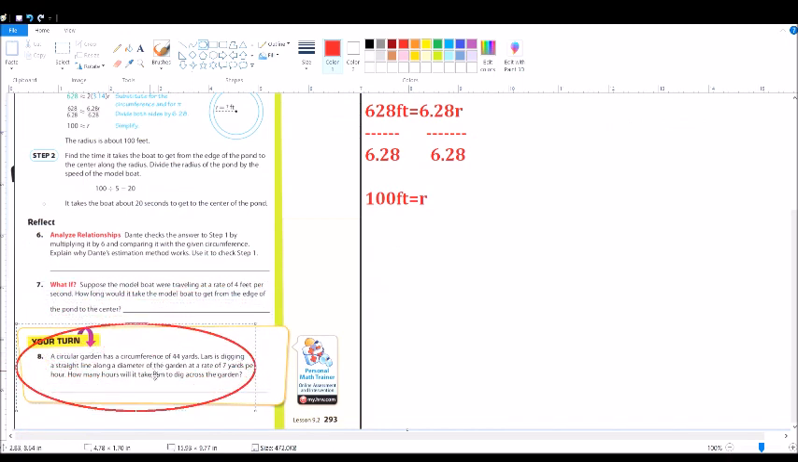Now it's your turn. A circular garden has a circumference of 44 yards. Lars is digging a straight line along the diameter of the garden at a rate of 7 yards per hour. How many hours will it take him to dig across the garden? That's another two-stepper problem. Set it up, figure out the circumference, figure out his rate.